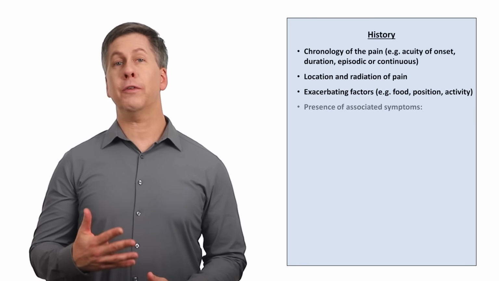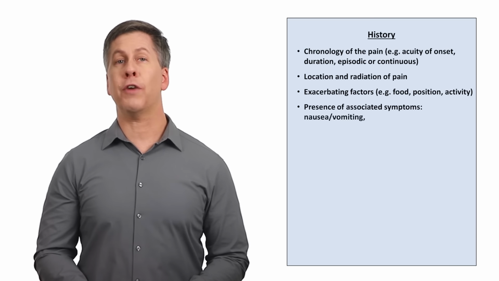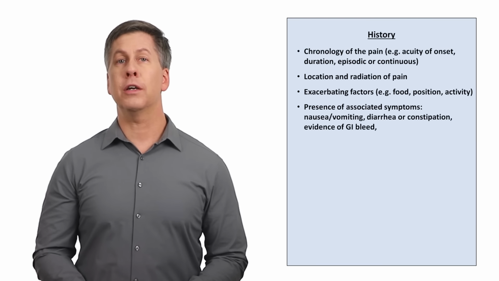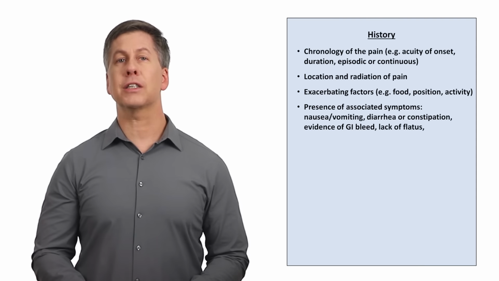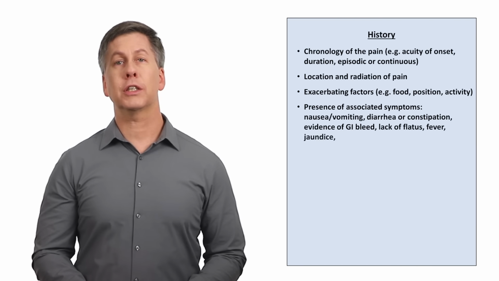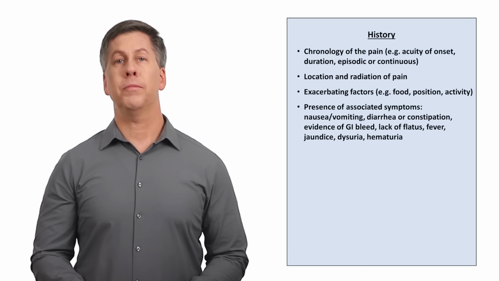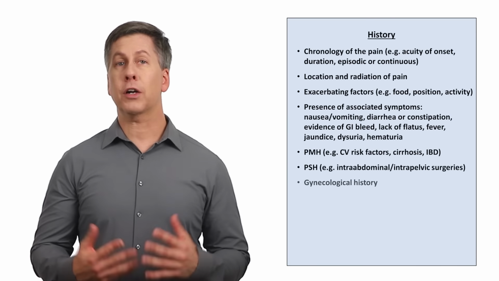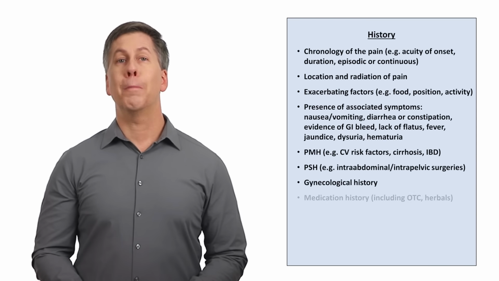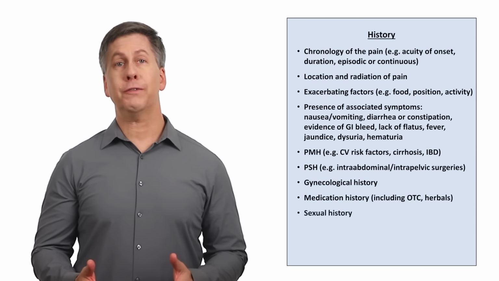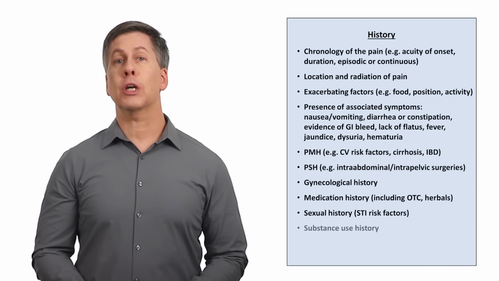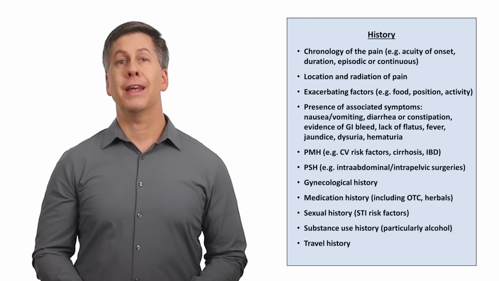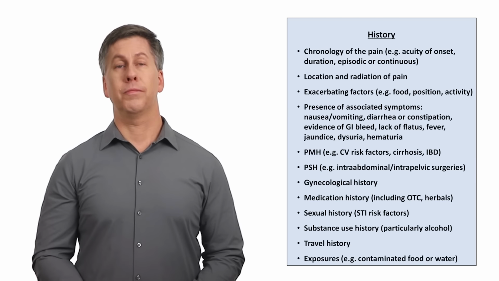Ask about the presence of associated symptoms, including nausea and vomiting, diarrhea or constipation, evidence of GI bleed, lack of flatus or passing gas, fever, jaundice, dysuria, or hematuria. Obviously, take a past medical and surgical history, and a gynecological history too. Medication history, sexual history for STI risk factors, substance use history, particularly alcohol, travel history, and a general exposure history.